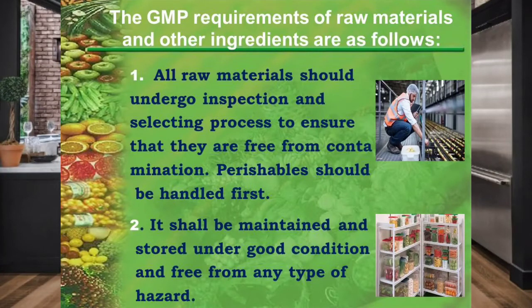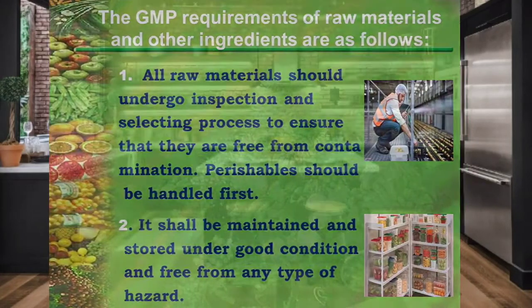The good manufacturing practices or GMP requirements of raw materials and other ingredients are as follows. Number 1. All raw material should undergo inspection and selecting process to ensure that they are free from contamination. Perishable should be handled first. Number 2. It shall be maintained and stored under good condition and free from any type of hazard.